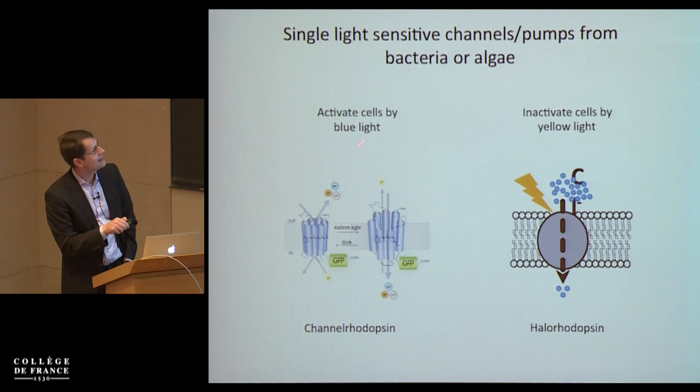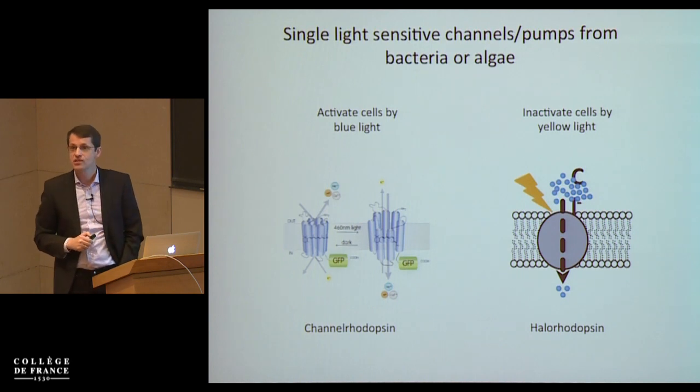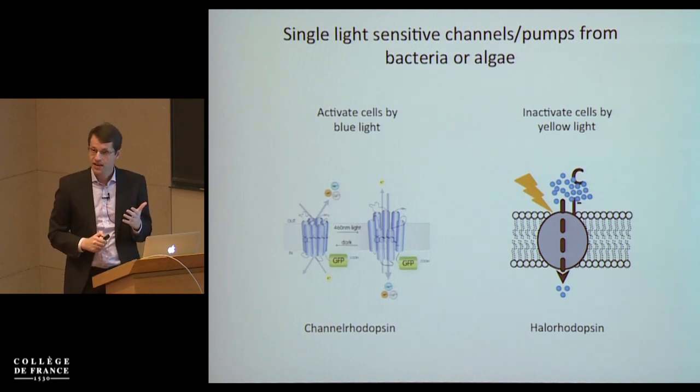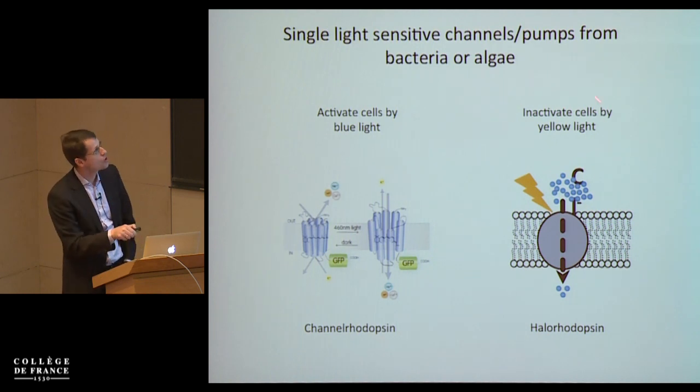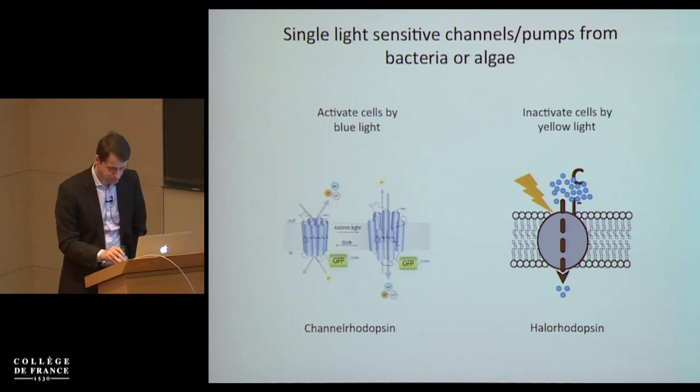And so channelrhodopsin is a light-gated channel. If you shine light, it opens the channel and ions can flow in, causing an injection of a current, and therefore a depolarization and increase in voltage. And the opposite is caused by halorhodopsin, which is a light-gated pump.